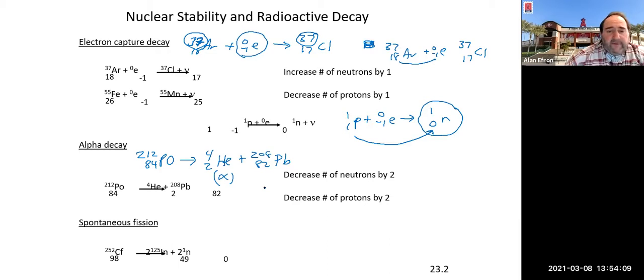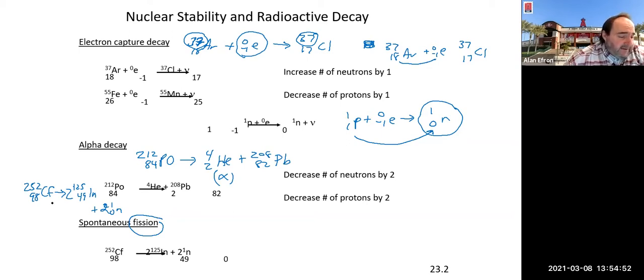And there's also something referred to as spontaneous fission, and that is when we basically have something that will just automatically decompose into two new elements. So we have californium-252.98, and that's going to decompose into 125.49 indium, 125.49 indium, and there's two of them plus some neutrons here. And this is a very popular reaction in nuclear chemistry, which is known as fission.